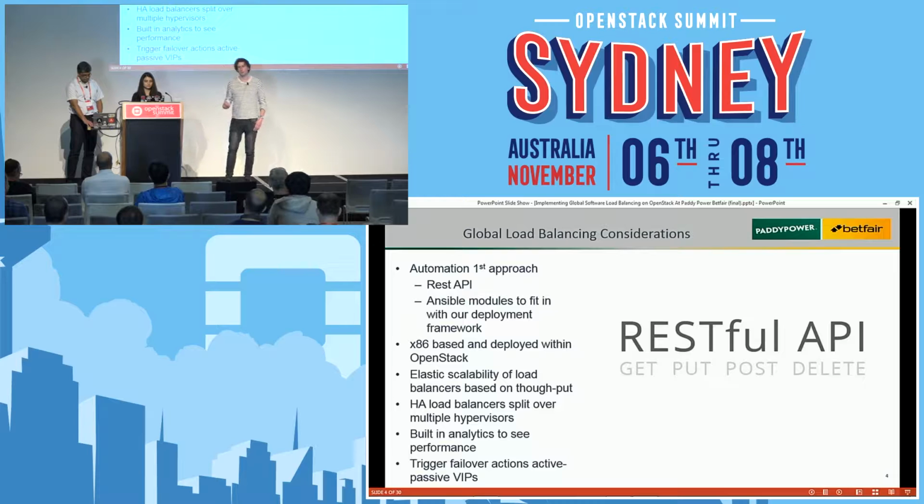Also, because your load balancer is really at the center of the network, having built-in analytics is very important here so that you can see what's happening. We didn't want our users to be blind because developers are going to be using it, network engineers are going to be using it, and infrastructure engineers are going to be using it too. So we needed to see if there was a failure, why that was happening. And also, as I've mentioned before, we wanted to be able to trigger failover for active-passive VIPs.